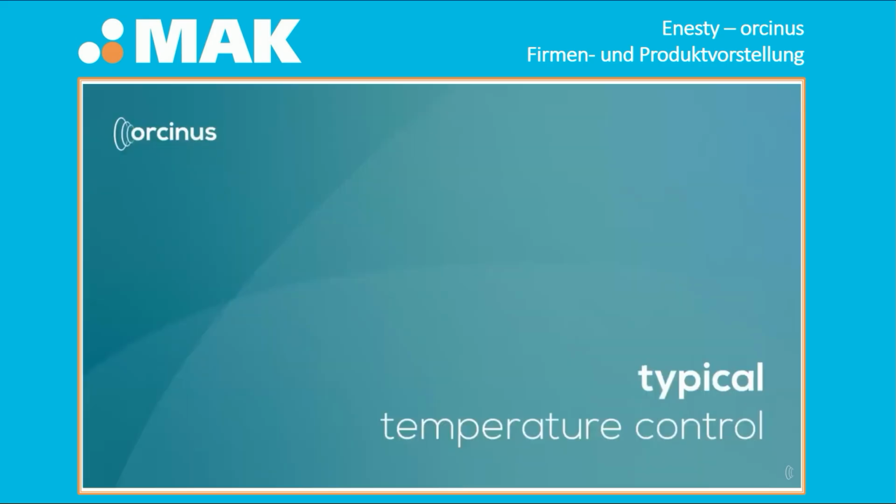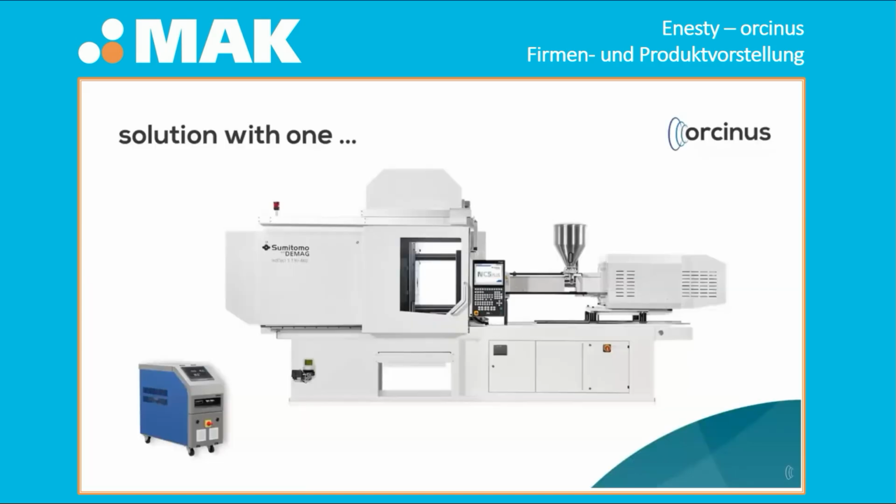So let's look at some typical temperature controls, which I found in the field when visiting customers. For example, we have an injection mold machine and one TCU, so one temperature control unit, which is connected to the mold. And then the water is cooling down the mold during the process. It is very easy to connect one hose to the mold. It is quick. You can't do it wrong, almost.